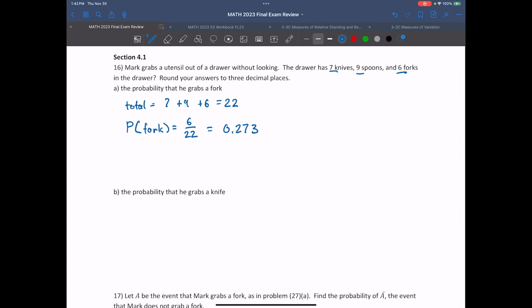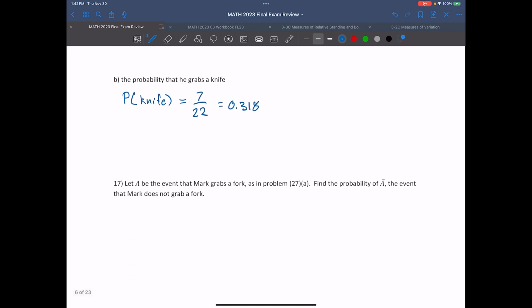Now, what's the probability that he grabs a knife here? Well, it's going to be 7 out of 22. And in the same computation, that's going to give us, I'll just check the answers, 0.318. So verify that you get the same thing.